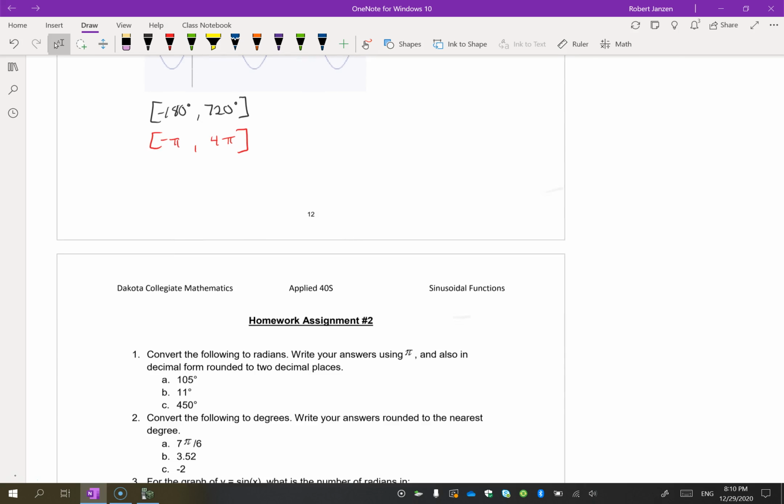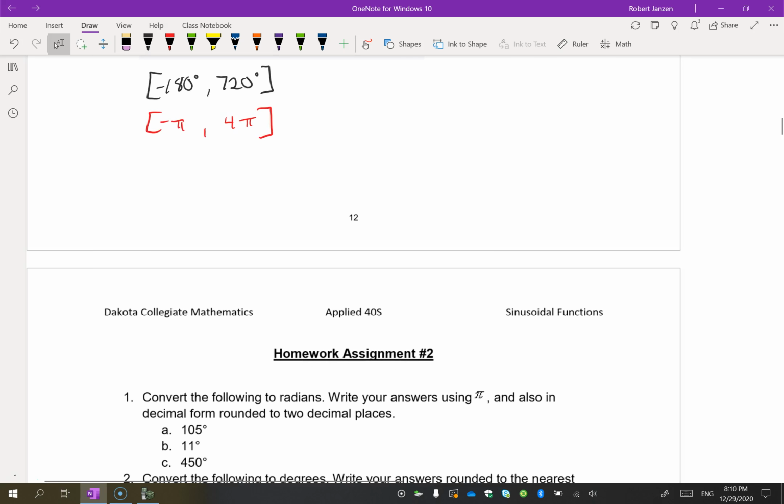So, some more homework questions, just getting used to using radians. If you could do homework assignment number 2, we'll continue with this in the next lesson.